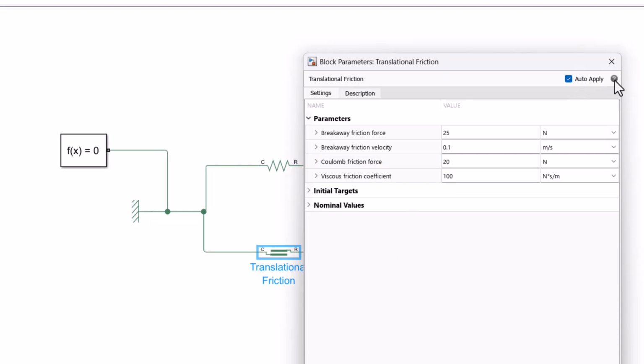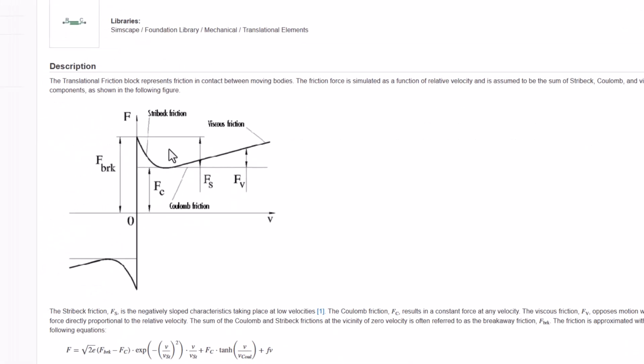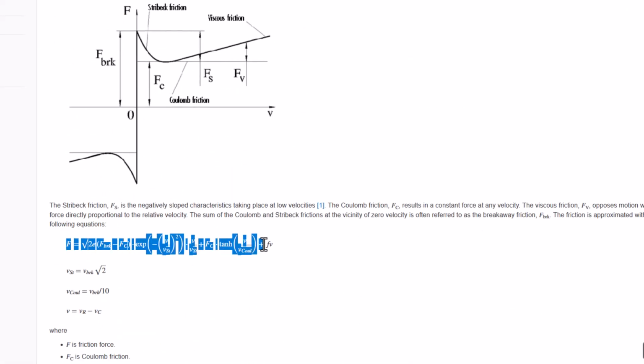And if I ask for the help of this block, here I can see this graph and this equation. This is the force of this block, and it consists of 3 terms. The last one is the viscous term, which in our example, we do not need. I'm going to set it equal to 0. I have talked about viscous damping in my previous tutorial, and there is another block devoted to this item exclusively. So I am going to set this term equal to 0.